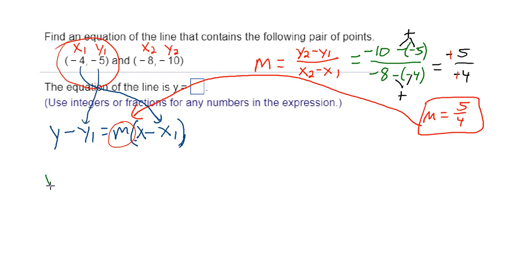And so let's plug all these numbers in. We get y minus y1, which is negative 5. So again, careful with the double negative. Equals m, which is 5/4, times x minus x1, which is negative 4. Which again, we have to be careful with that double negative. So let's take care of those double negatives first.